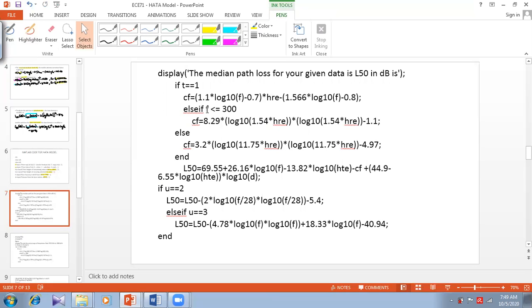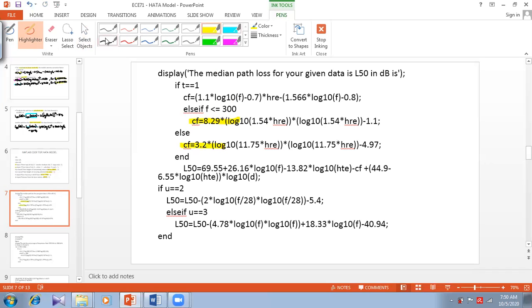Else, what is the else condition here? If f is less than 300, we use this. So else would be f is greater than 300. We'll use the other formula. That is 3.2 into log to the base 10 of 11.75 into HRE, the whole squared, minus 4.97. So this is the formula we will be using to compute the correction factor. For a large size city, if the frequency is less than 300, we will be using this. If it is greater than 300, we will be using this.